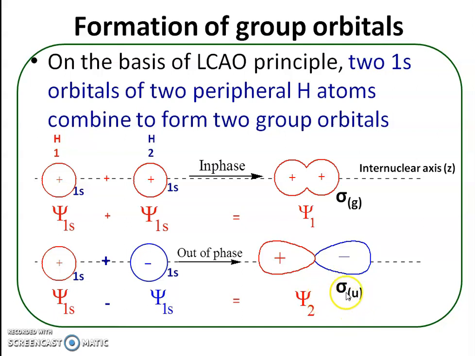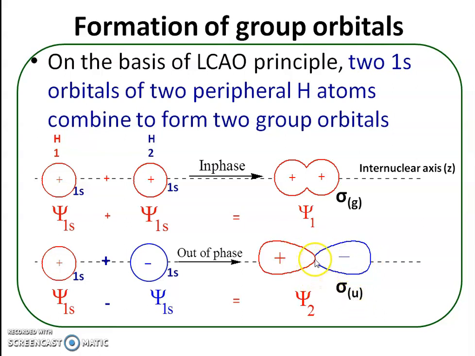sigma u. Why sigma? Because when this orbital is rotated along the internuclear axis, the signs of the wave functions of these two lobes will not interchange. Their positions will remain the same. When this orbital is rotated along the internuclear axis, the negative lobe and positive lobe will not exchange, and therefore this is sigma. And u stands for ungerade.